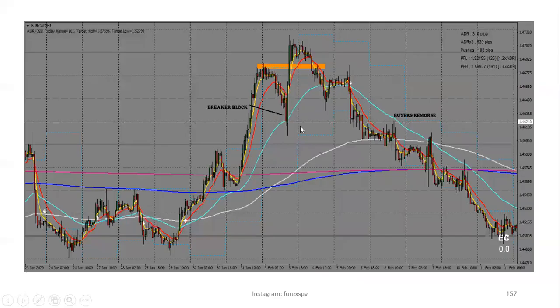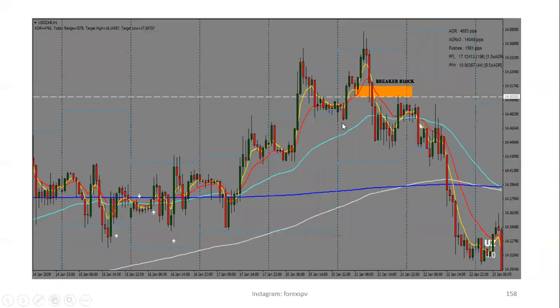So here we had our breaker block right there, and the market retested it. We had a continuation down. So if you look at this, we had this swing, but this was the last swing prior to this move. So here is where we find our breaker block. So our breaker block was right there, and then the market went down.